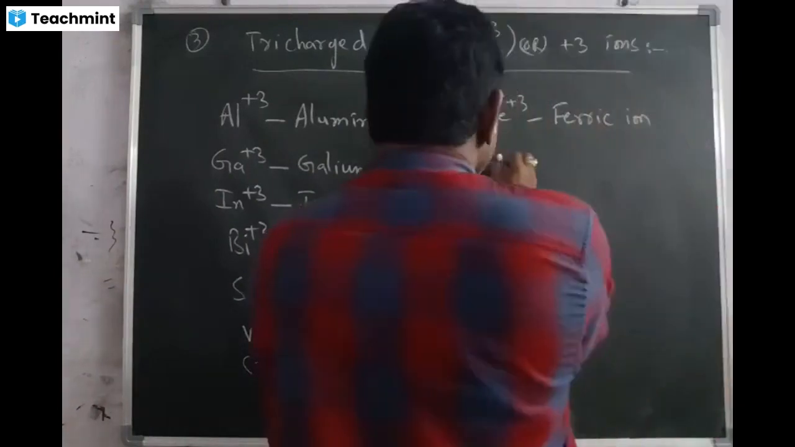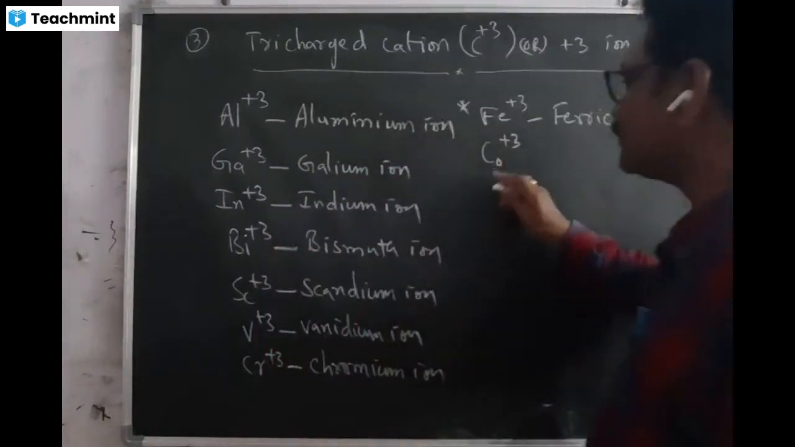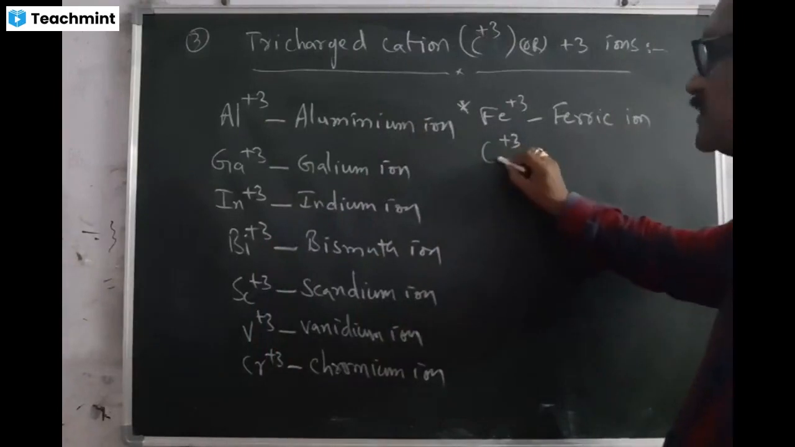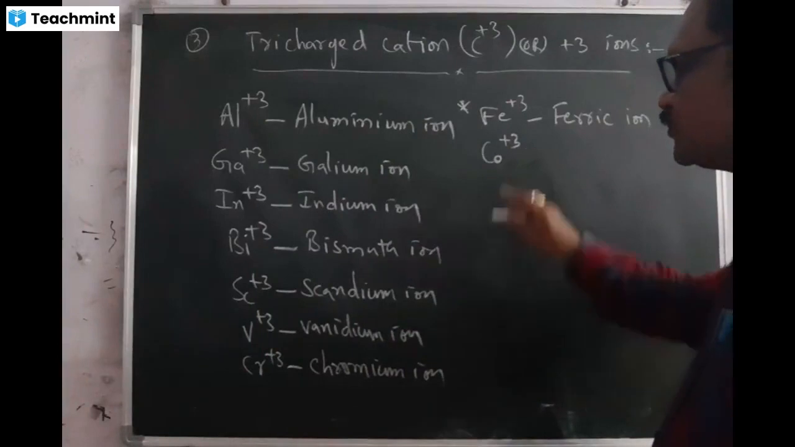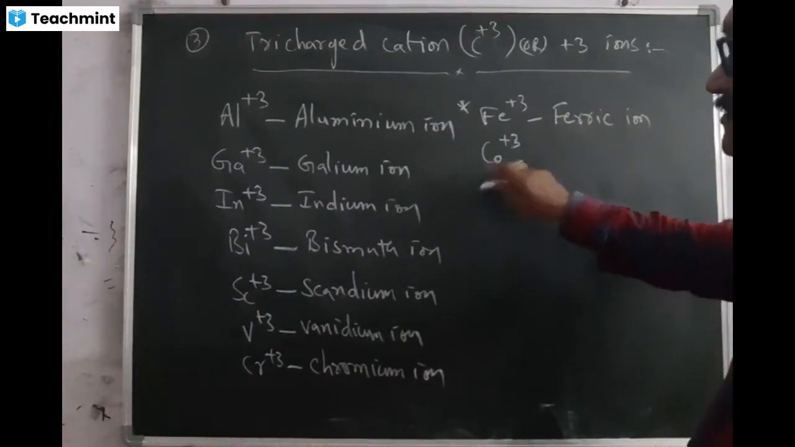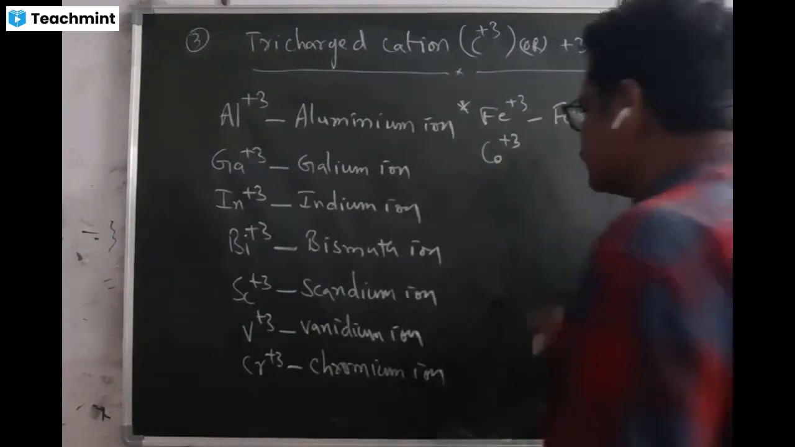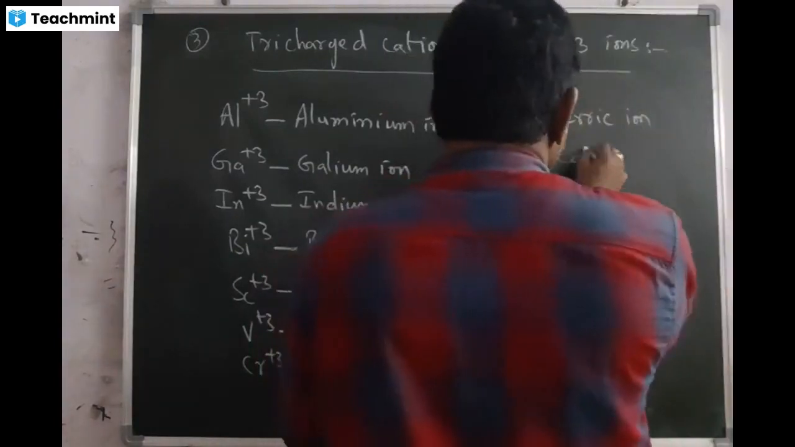Co plus three, cobalt ion. While writing cobalt, you put the O in small letters. If you write a big O, that is carbon monoxide. So Co plus three, this is the cobalt ion.